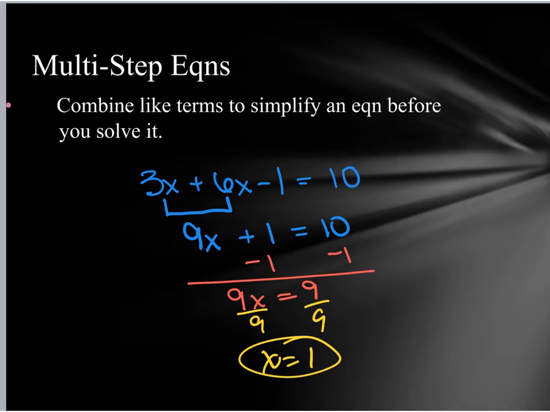Now, one thing I do want to point out, notice these are on the same side of the equal sign. That's why I was able to just add them up. If I'm trying to move something from one side to the other side of the equal sign, that's when I'm going to have to do the opposite signs. But again, these were on the same side of the equal sign, so I could simplify or combine the like terms because they're on the same side.